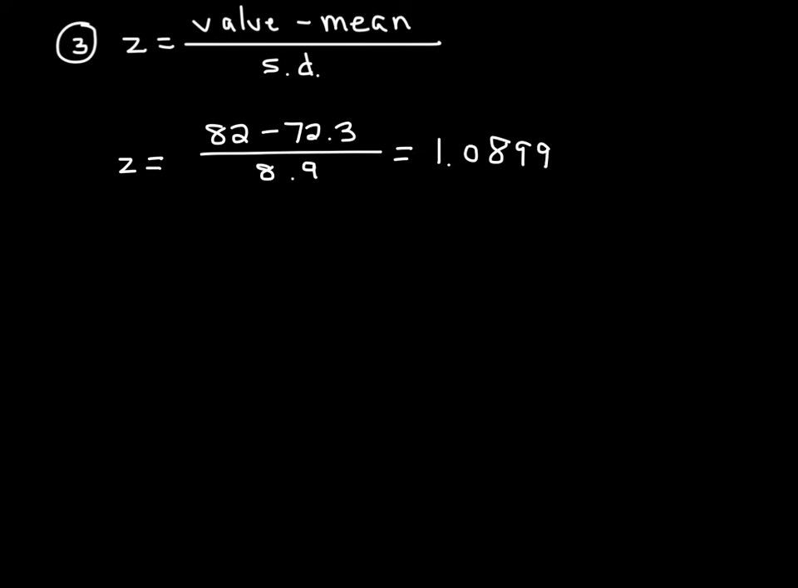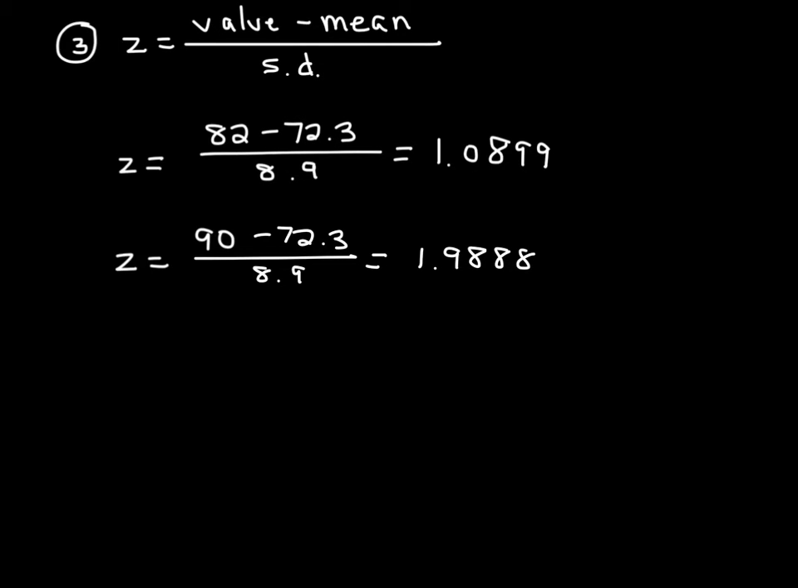All right, now if we want to find the z-score that goes along with a value of 90, just replace the word value this time for 90, and everything else is going to be the same. So the mean is still 72.3, and the standard deviation is still 8.9, and this time when you subtract the numerators and then divide by 8.9, you get approximately 1.9888.